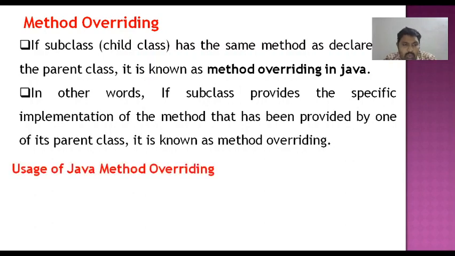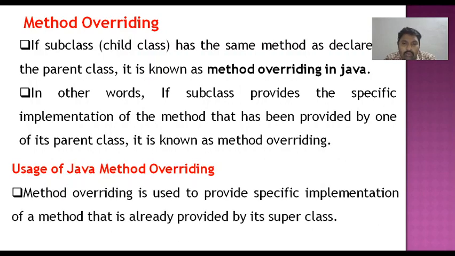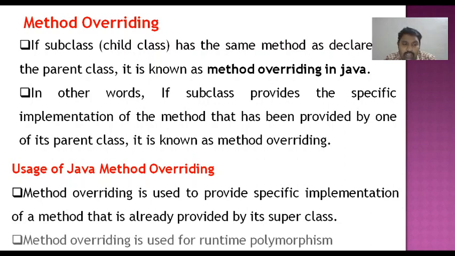What are the basic uses of method overriding? The first purpose is if you want to provide your own implementation of the superclass methods, for that we use method overriding. The next advantage is that method overriding is also used to achieve runtime polymorphism.